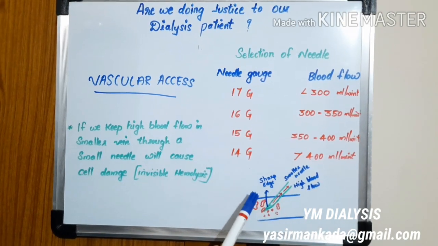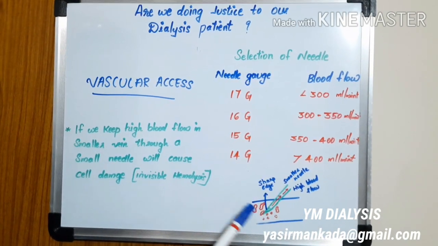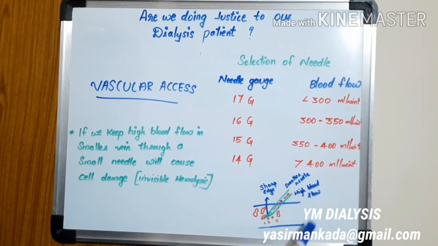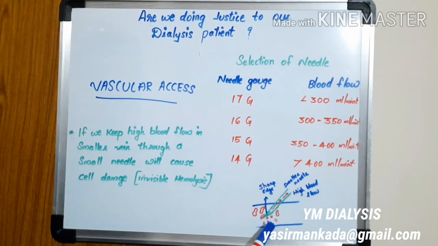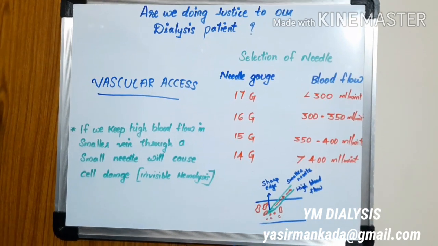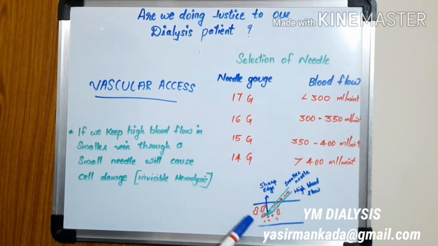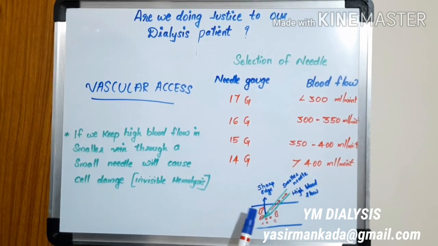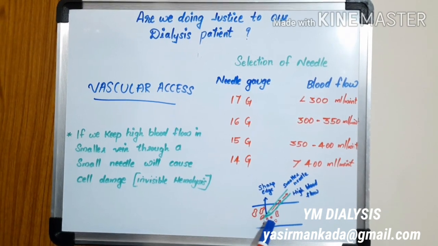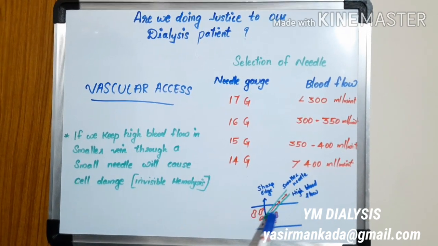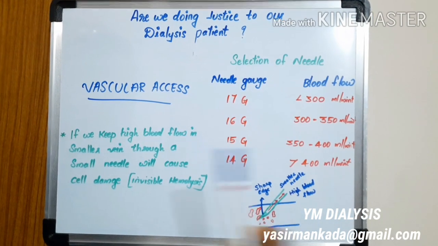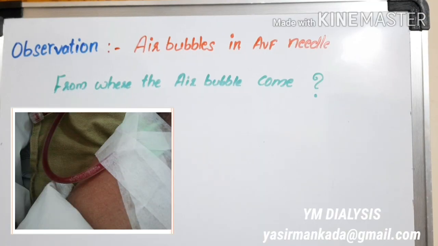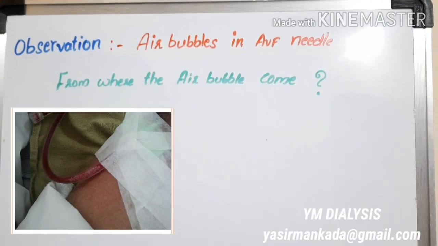This picture is showing how cell damage occurs if you use a smaller needle with a high blood flow. The sharp end of this needle will cut the RBC because of the pulling power with a high blood flow. That sharp end of the smaller needle will break the RBC, so that will cause hemolysis. So we'll go through some observations next.